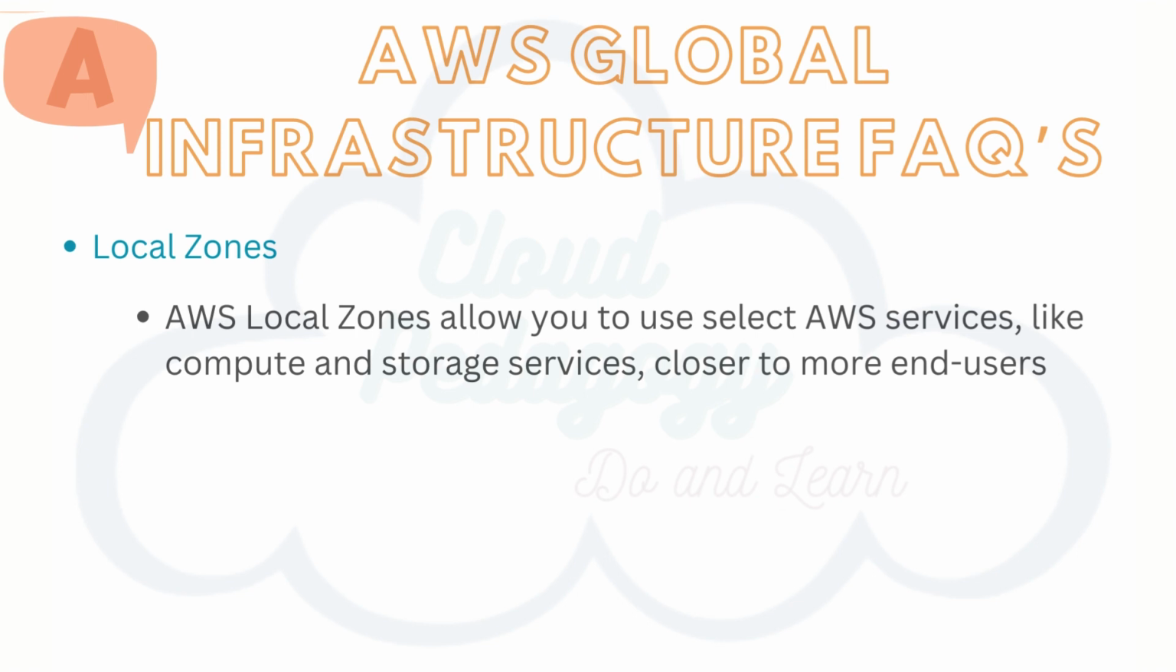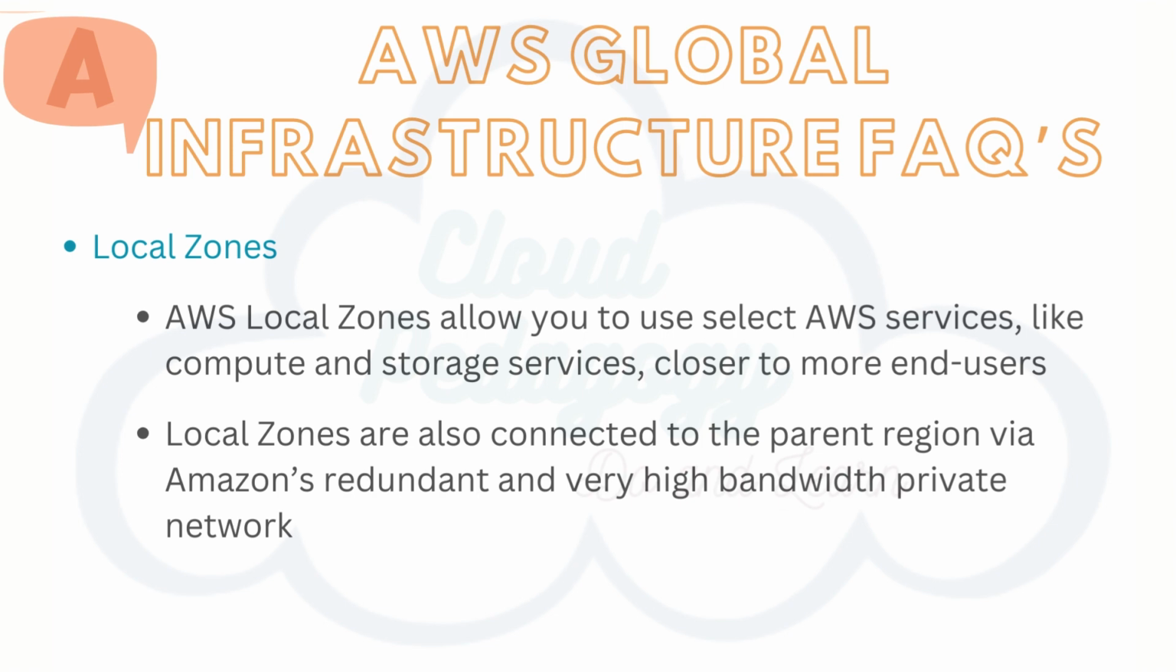Next, local zones. AWS local zones allow you to use select AWS services like compute and storage services, which are closer to more end users. That provides them very low latency access to the applications running locally. AWS local zones are also connected to the parent region via Amazon's redundant and very high bandwidth private network. That makes applications running in AWS local zones fast, secure, and seamless access to the rest of AWS services.